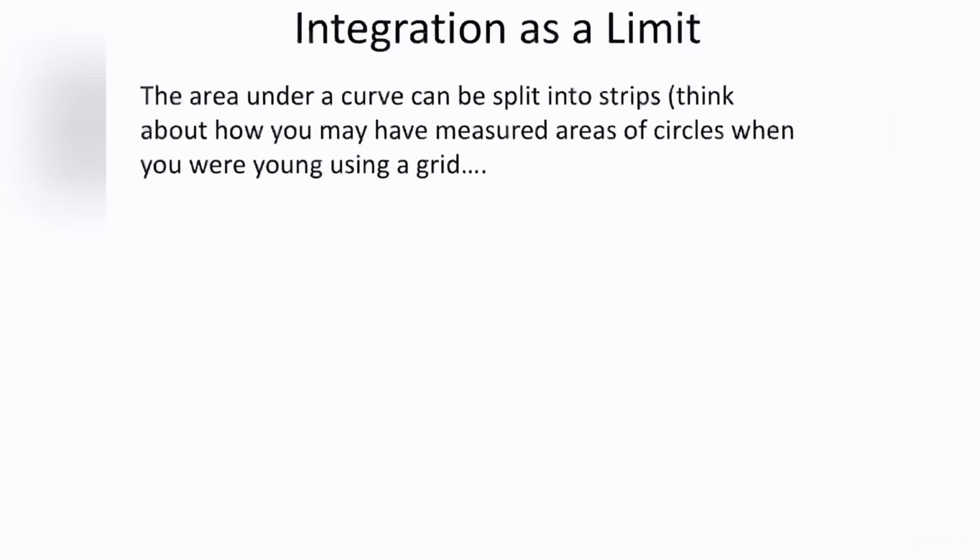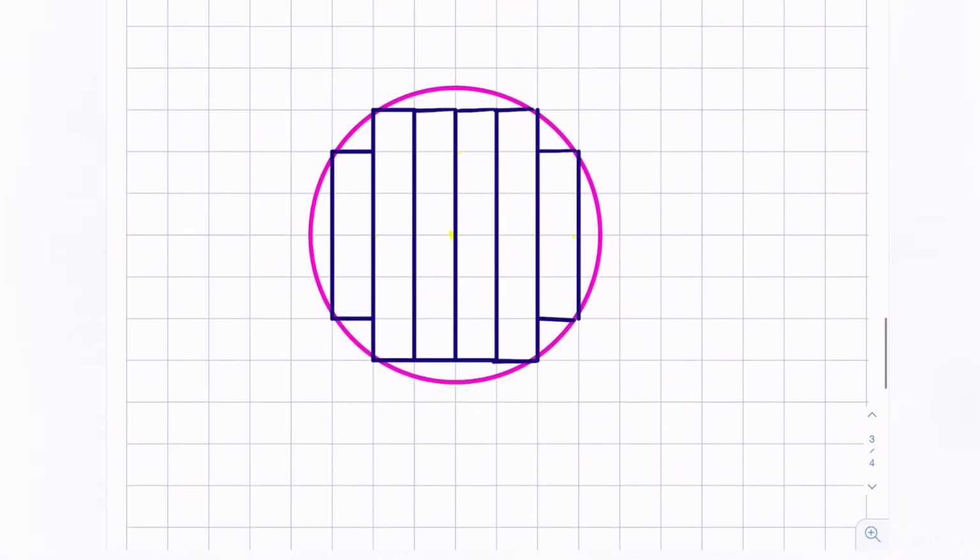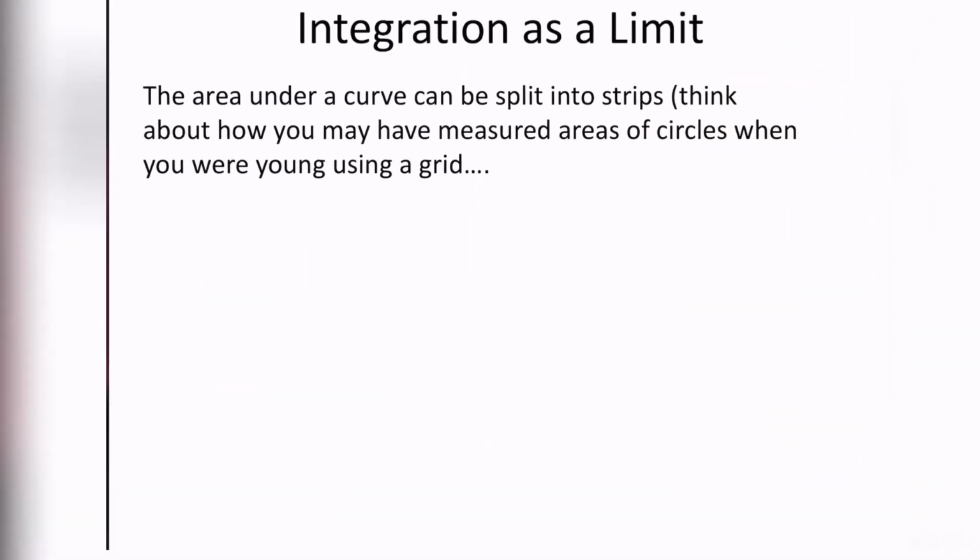The area under a curve can be split into strips. Think about how you may have measured areas of a circle when you were young using a grid. I'll just show you here. This is the circle, and you split it, maybe when you were young, to get an approximate area. It's not an exact area. If you just draw rectangles, that will give you an approximate area of the circle.